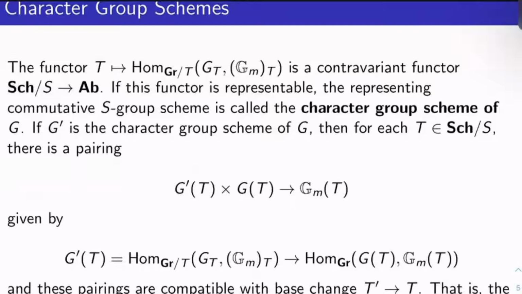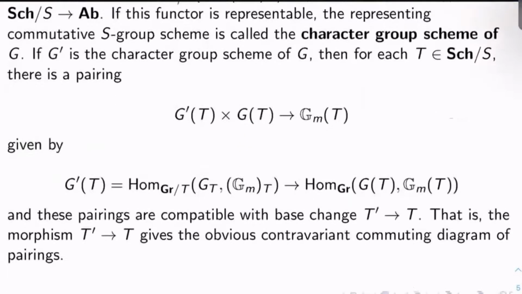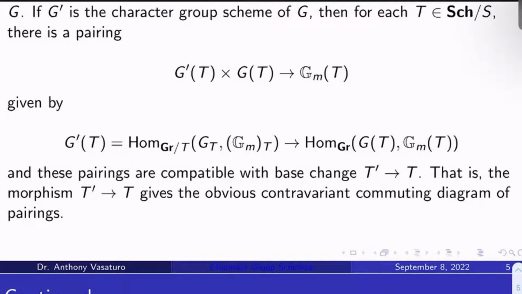So if G prime is the character group scheme of G, let's say that exists, then for each T in schemes over S, there's a pairing from G prime of T cross G of T to G_m of T. And that pairing is given by, how do I give you a pairing? I give you a map from G prime of T, which is the Gr over T maps from G_T, the base change, to G_{M,T}, to just the group homomorphisms from G of T to G_m of T.